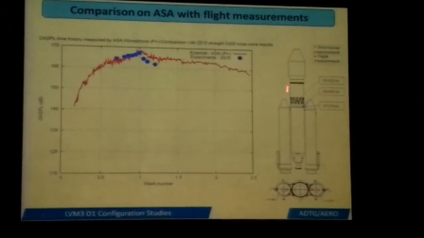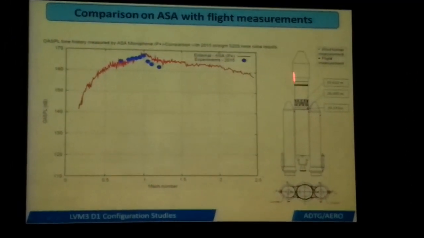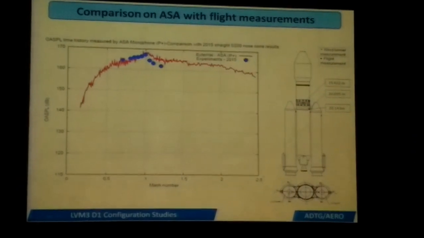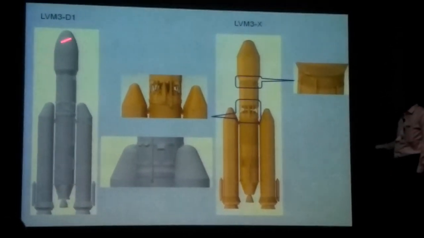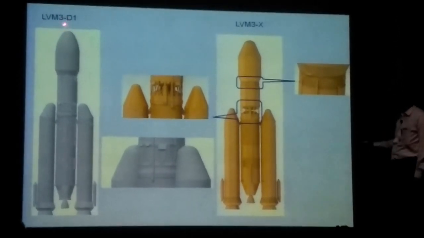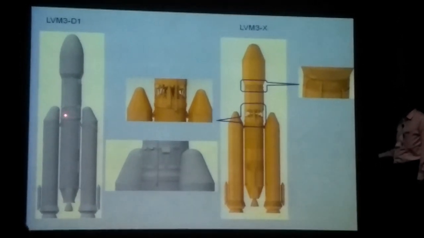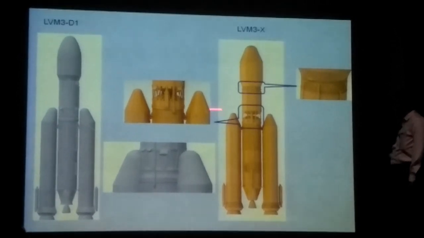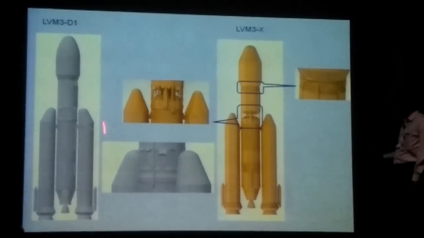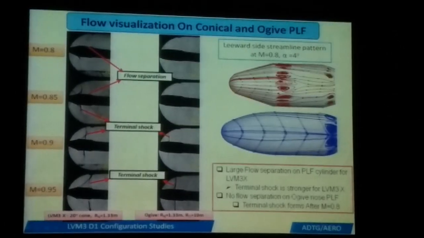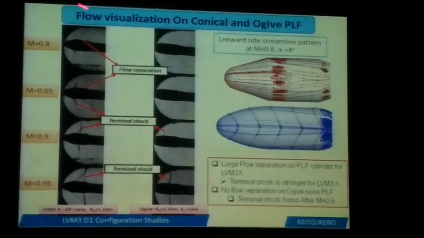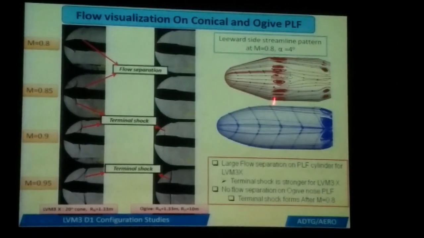So now the aim is to see how we reduce these levels by suitably shaping this. So this is the shape that is proposed in this subsequent vehicle. So you can see here is an ogive shape, and you have a slanted nose cone, and this was the previous one. So with this, we had the subsequent two flights, and we had done internal tests and also CFD simulations.